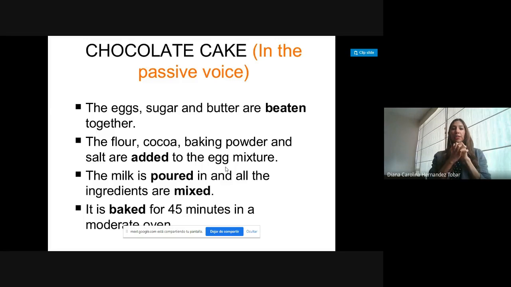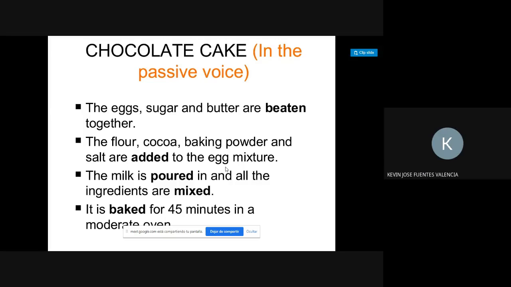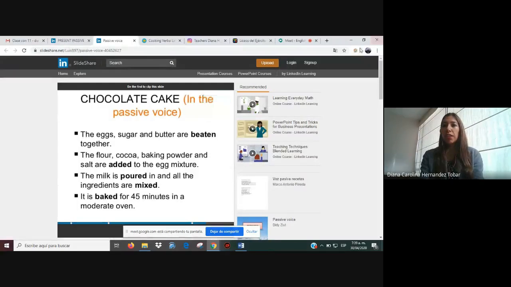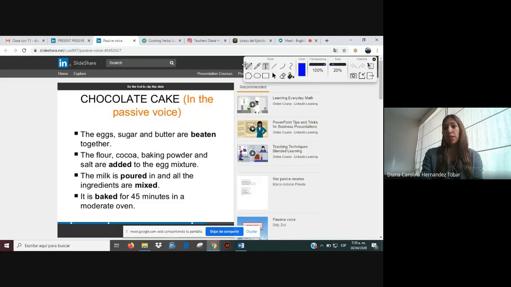Kevin Fuentes, could you please read number 2, the second instruction of the recipe? Sure. The flour, cocoa, baking powder, and salt are added to the egg mixture. The way you say it was correct, are added, because in this case, we are using passive voice structure, okay? So this is the passive voice structure in this ingredient, because we have the verb to be and the other verb is in past participle, right?